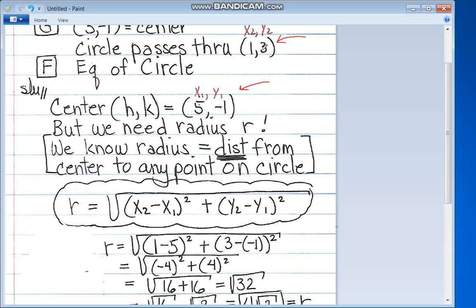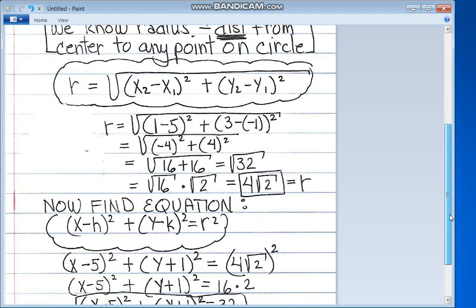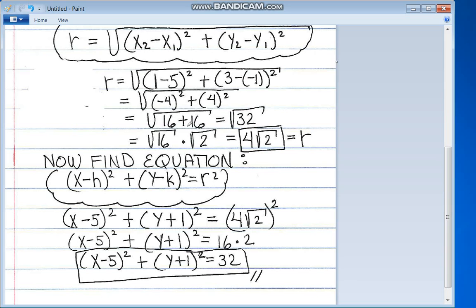Now plug in the appropriate values from the ordered pairs that we named in red, and we get r, the radius, equals the square root of (1 minus 5) squared plus (3 minus -1) squared. Now we simplify and we end up with 16 plus 16 under the radical sign, which is the square root of 32. Then we simplify that by factoring out the perfect square: square root of 16 times square root of 2. Then evaluate the square root of 16, and we get the radius is equal to 4 times the square root of 2.